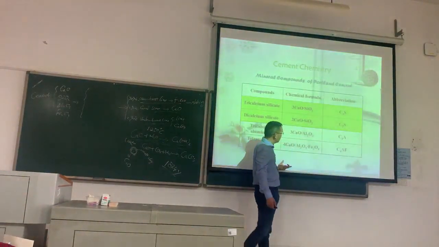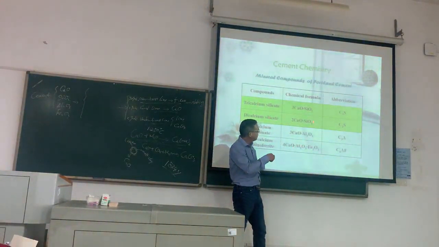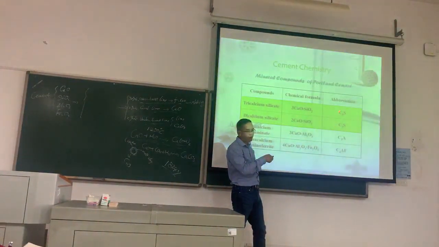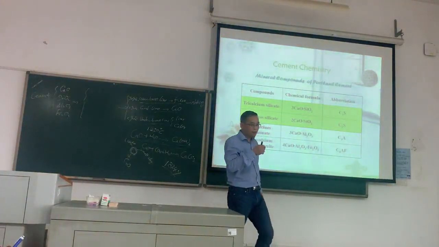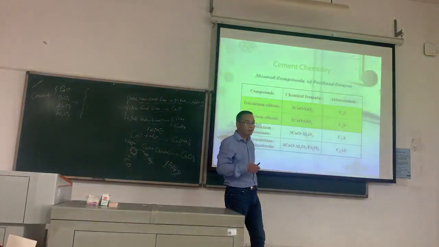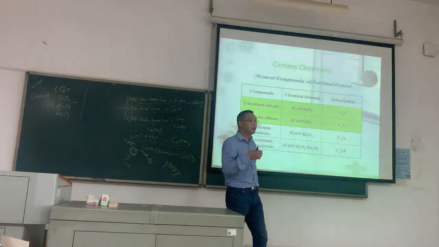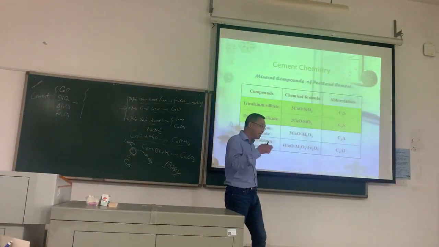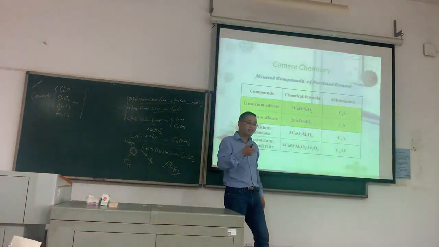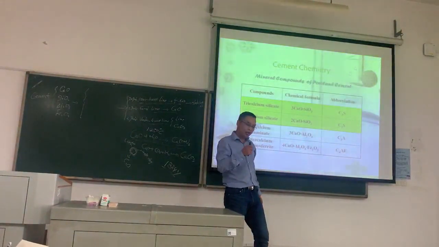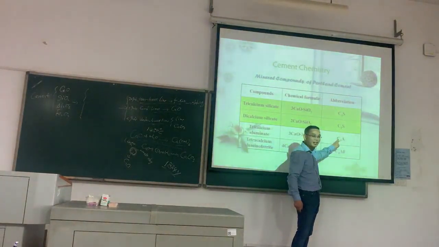So this is difficult, maybe, but this one is very easy for us to do. If next time I ask you what kinds of mineral compounds are in cement, you must tell me they are C3S, C2S, C3A, C4AF. But you must know what this means.